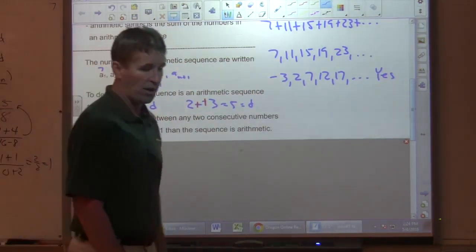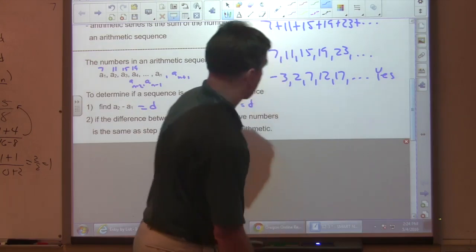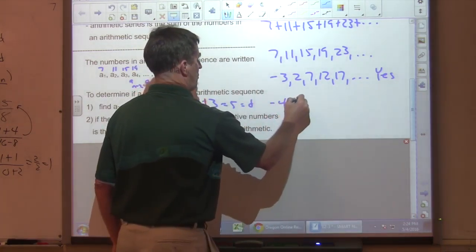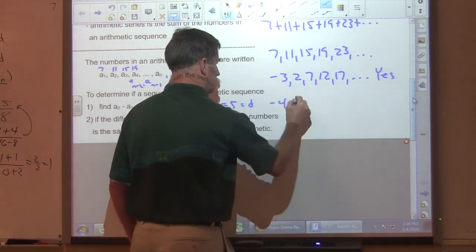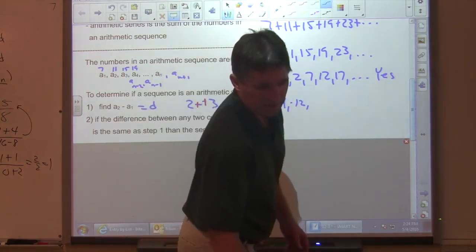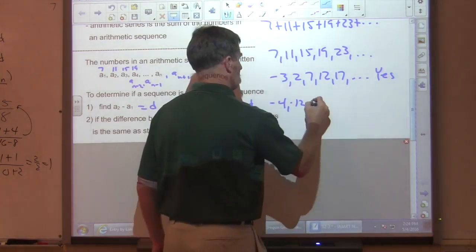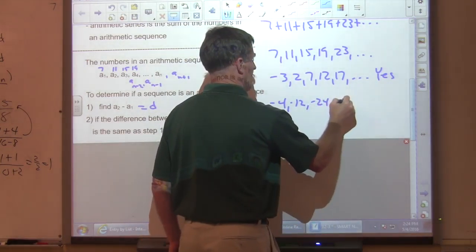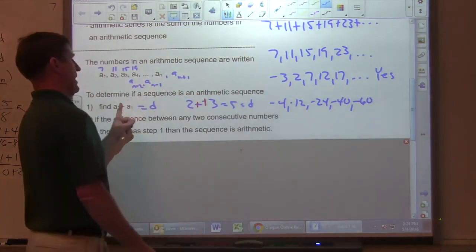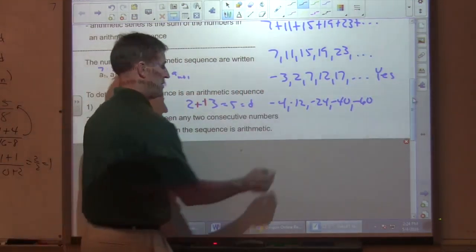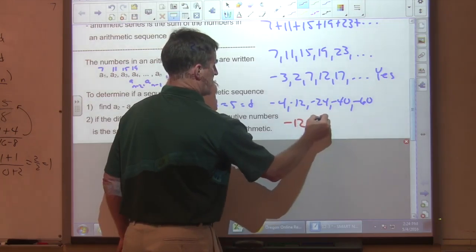So an example of one that wouldn't work: -4, -12, -24, -40, -60. Again, if we take a2 minus a1, that would be negative 12 minus a negative 4.